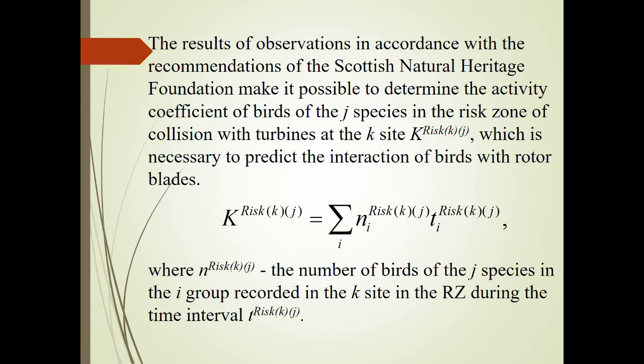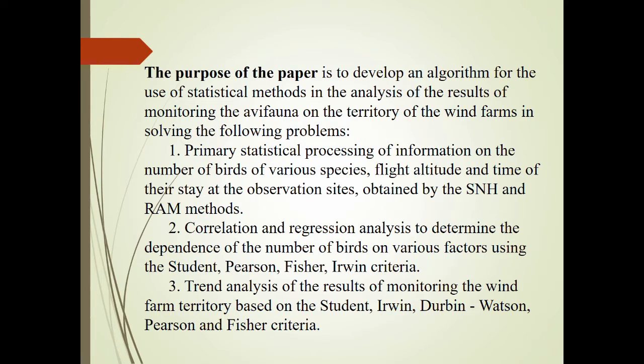The results of observations in accordance with the recommendations of the Scottish Natural Heritage Foundation make it possible to determine the activity coefficient of birds of the J species in the risk zone of collision with turbines, which is necessary to predict the interaction of birds with rotor blades.